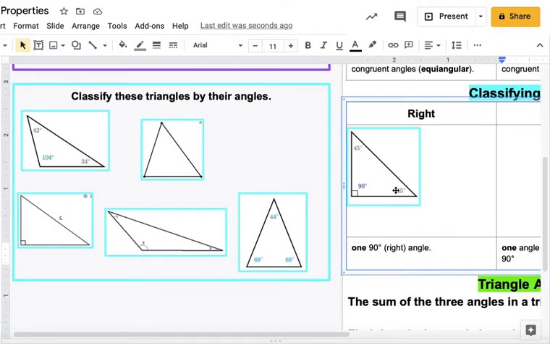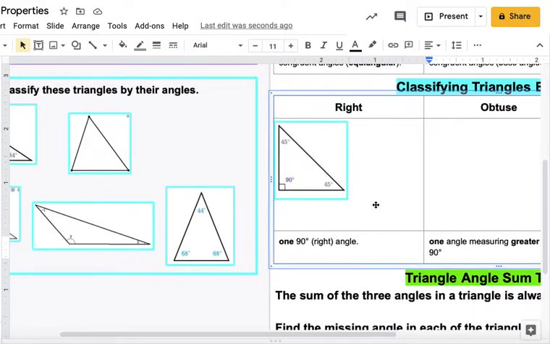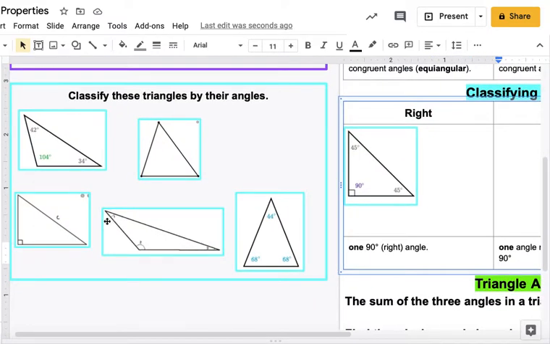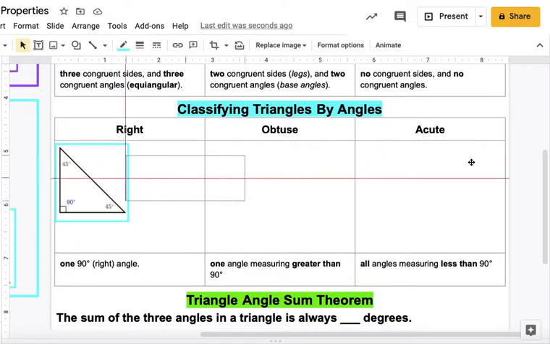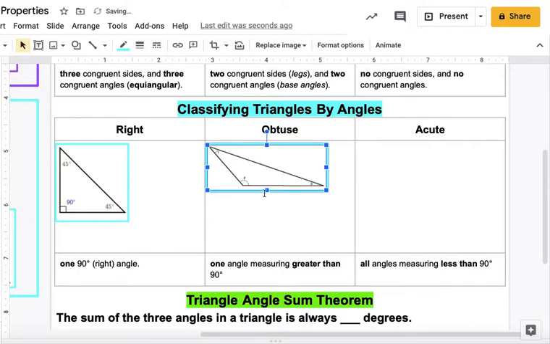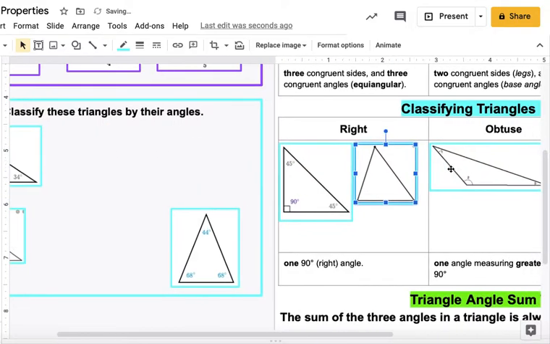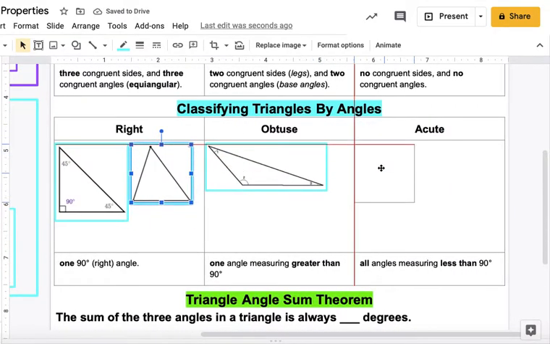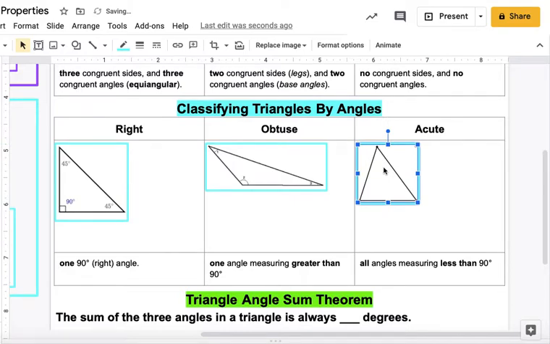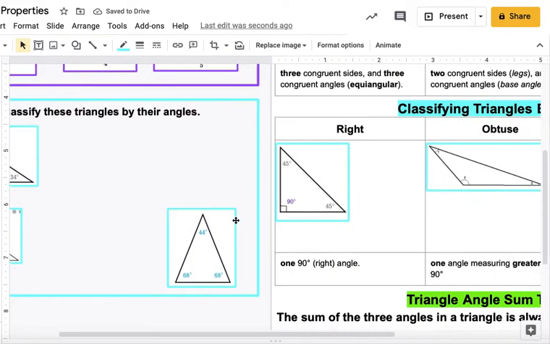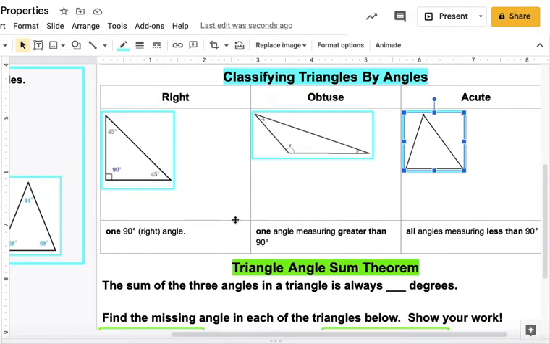Okay, we've already got one right triangle over here. Let's find an obtuse one. Well, this is open much wider than a perfect right angle corner. So that is probably obtuse. Right here, this is our obtuse angle. And this one has 3 angles, all less than a perfect corner. So this is going to be our acute triangle. Okay, pause again, sort your other 3 triangles, and then we'll talk about the triangle angle sum theorem.